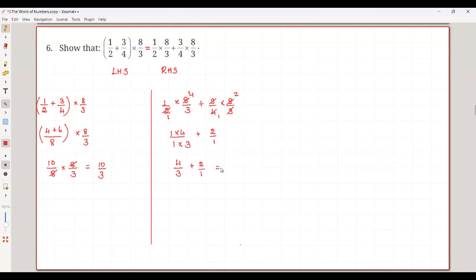Now use the butterfly method. 3 ones are 3 in the denominator. Cross multiply: 1 4s are 4, plus 3 2s are 6. So 4 plus 6 is 10 by 3. So 10 by 3 on both sides, right? So LHS is equal to RHS. Therefore, hence verified. You can write hence verified.